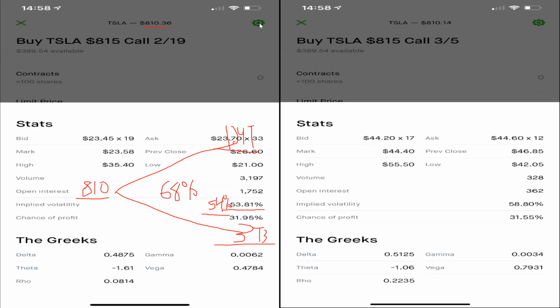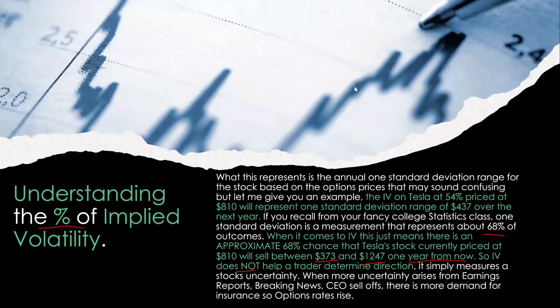Well, if you weren't paying attention, now you're probably confused. It simply measures a stock's uncertainty at the end of the day. So when a stock is more uncertain, whether from earnings reports, breaking news, CEOs quitting or new CEOs being brought in, massive sell-offs, there's a demand for insurance, which is what options contracts are. So the options rate should go up as the volatility does. Does that make sense?